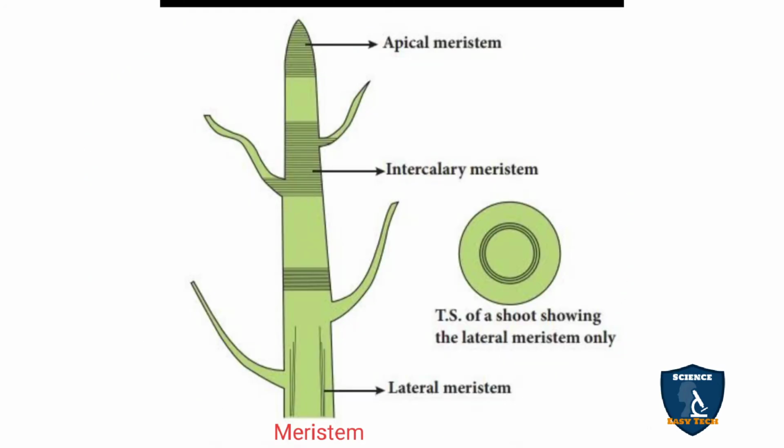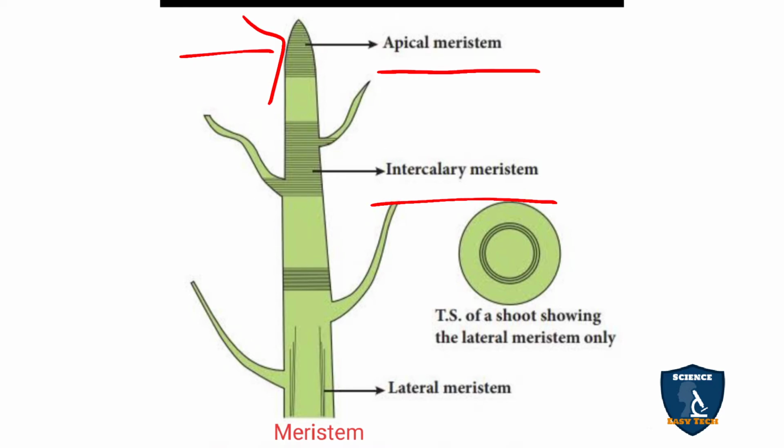Meristematic tissue is not in your book, but I have given it. The meristematic tissue present in the tip is called apical meristem. The meristematic tissue goes on dividing and produces new cells. Due to this meristem, the plant grows into a tree. There are three types of meristem. Apical meristem is seen in the tip of the plant.